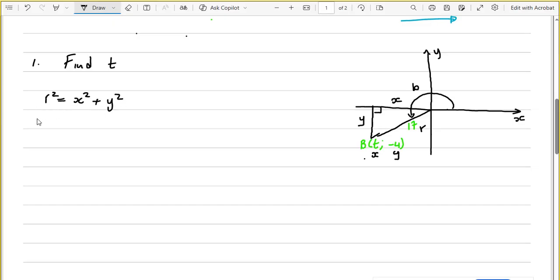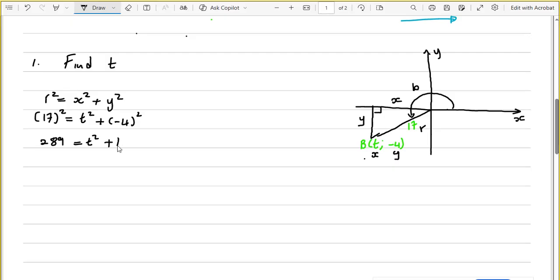So the value of R, I need to substitute that as 17 squared, which is equal to X. Where there's X, I need to put T, so this will be T squared. Then we add Y, which is -4, squared. So 17 squared on your calculator, what do you get? 289, which is equal to T squared, and -4 squared, I think that's 16.